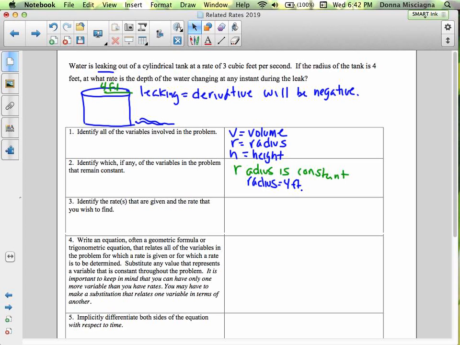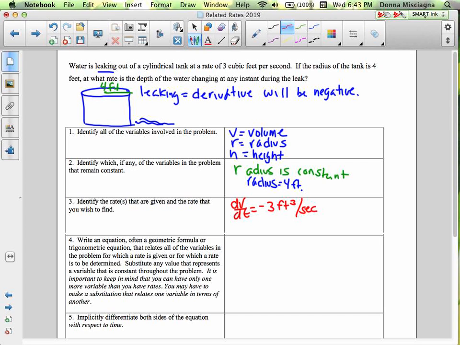Identify the rates that are given and the rate you wish to find. All right, so we are given the water leaking out of the tank, that's dV/dt. Right, and since it's leaking, it's negative 3 feet cubed per second. We want to know at what rate the depth of the water is changing at any instant during the leak. We are looking for dh/dt. We want to know how the height of the water is changing. That's what we want to find out.